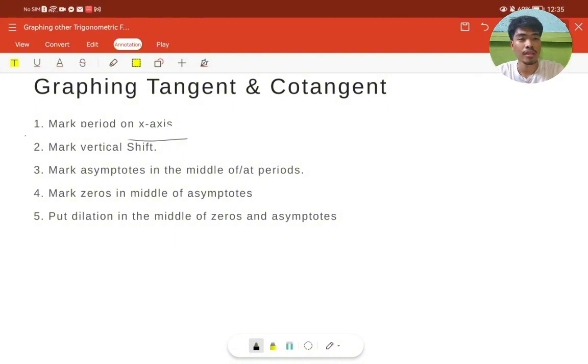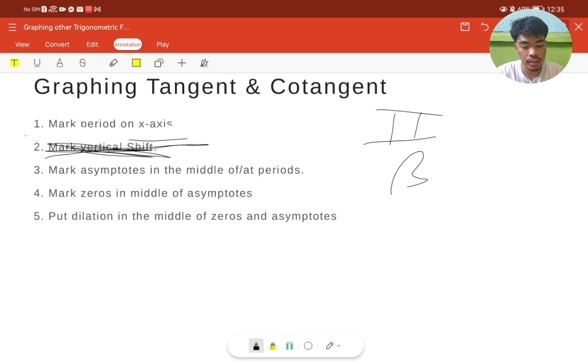Mark the period on the x-axis. To calculate your new period, use pi over b. Mark it on your scale, because that is important. The second step is to mark the vertical shift. By doing so, draw a dashed horizontal line at y to serve as your new baseline or middle axis.